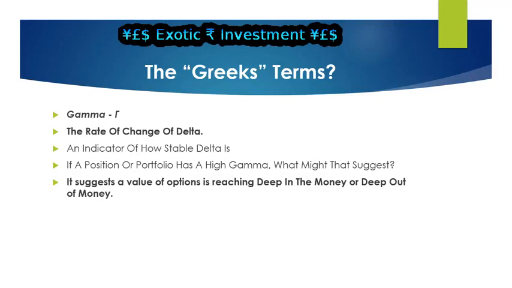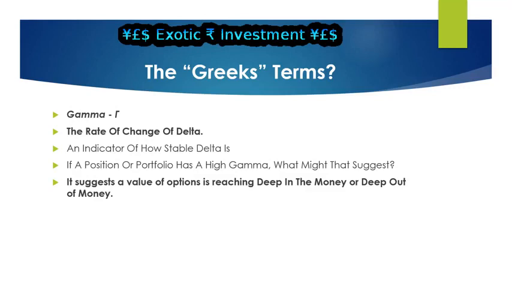If a position or a portfolio has a very high gamma, what does that suggest? It suggests the value of options is reaching deep in the money or deep out of the money. Let's analyze this. Rate of change of delta. So delta may go higher or delta may go lower.